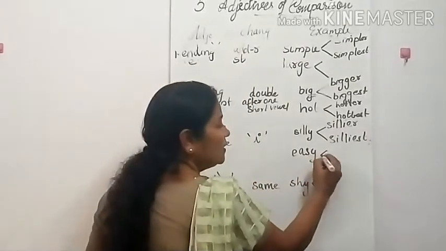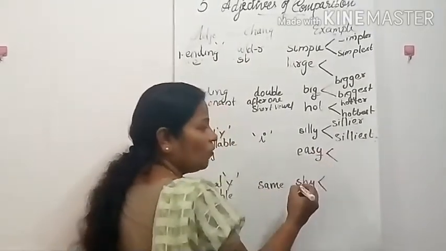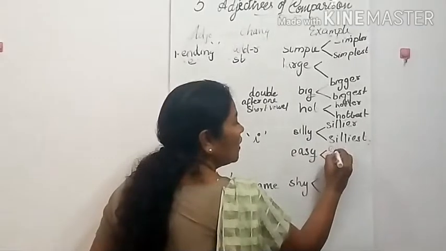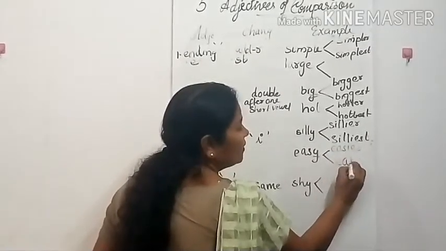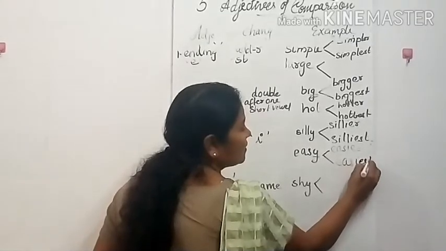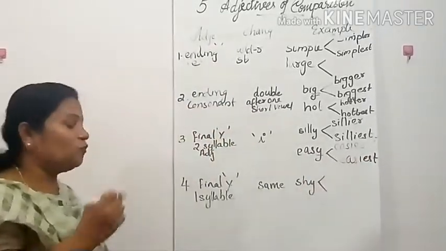Same thing here. Easy and again ending in Y, 2-syllable. So we are going to have easier and easiest. Okay.